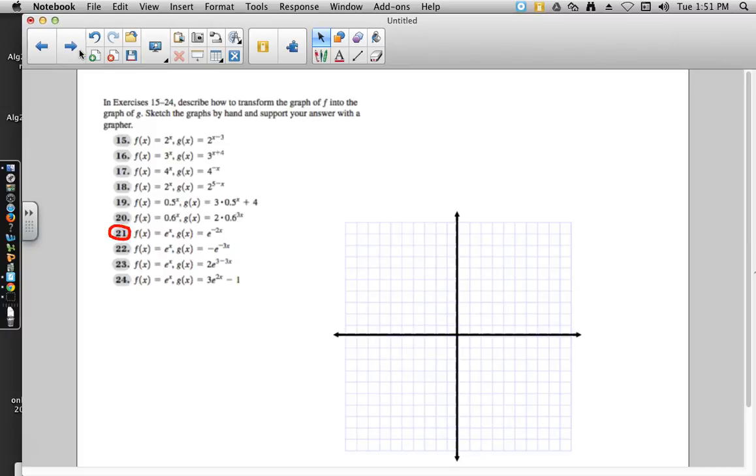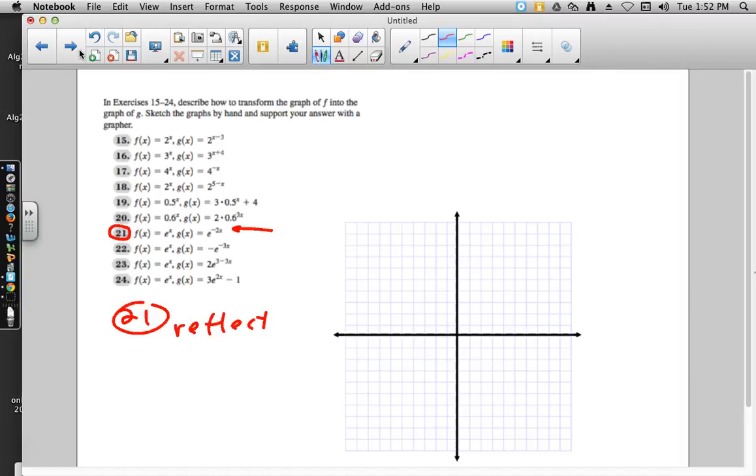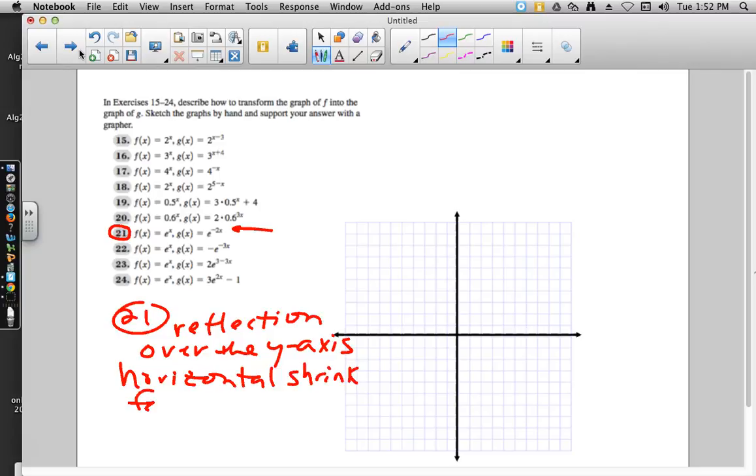Number 21 says, describe how to transform the graph of f into the graph of g. Sketch the graphs by hand and support your answer with a grapher. So for number 21, we want to think about what this negative 2x is doing up here. And the first thing we see is that's going to be a reflection, and because it's with the x, it's a reflection over the y-axis. And then we have that 2, and because it's with the x, we remember, wait a minute, that's always opposite of what I think about when I look at it. So that is a horizontal shrink factor of 2.